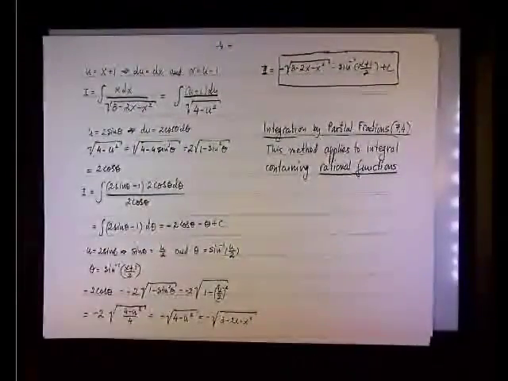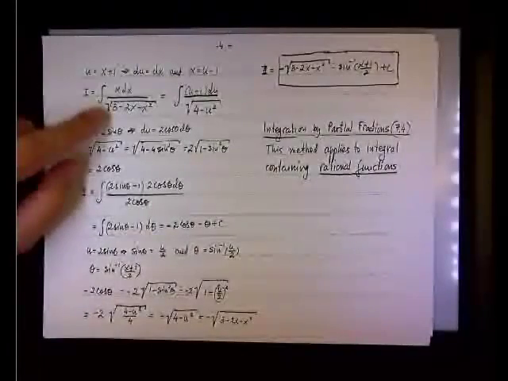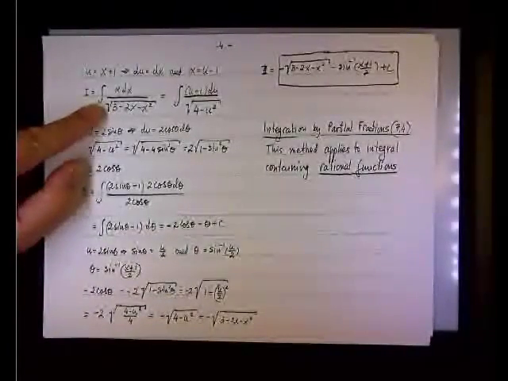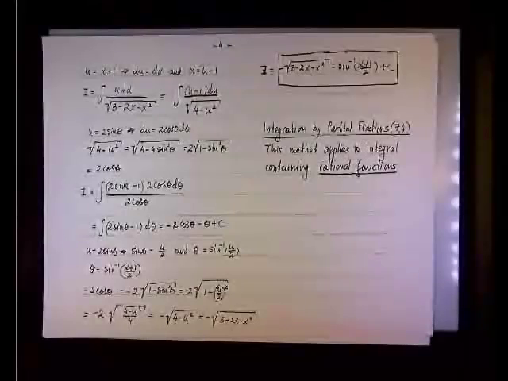isn't it just what we've been doing? For instance, look at the last example. This is a rational function, x over the square root of something. So we've been doing that.